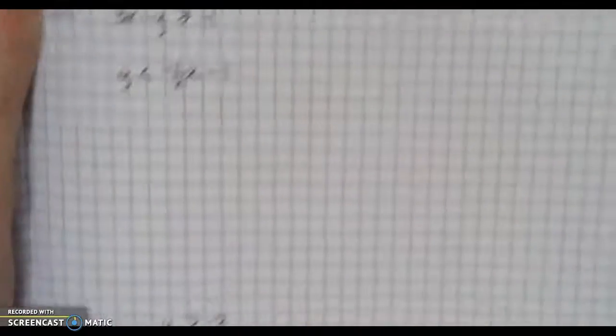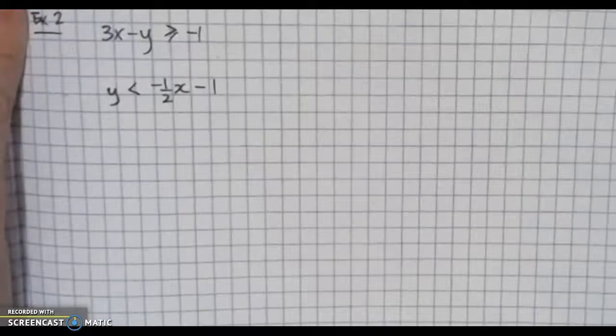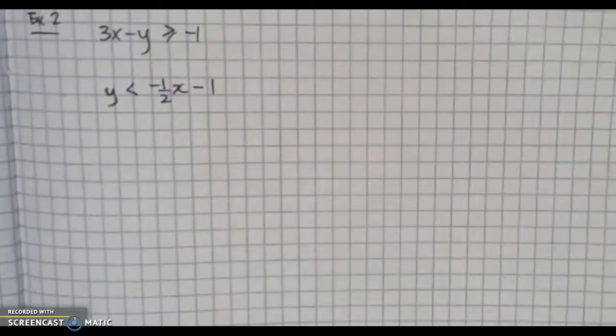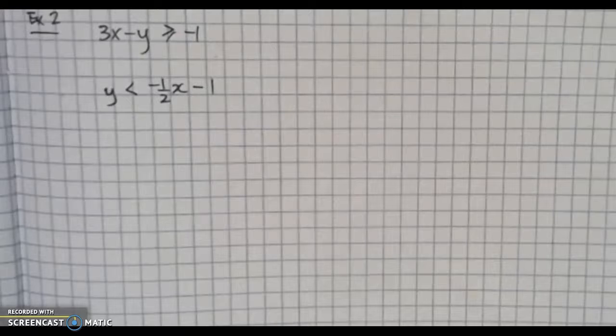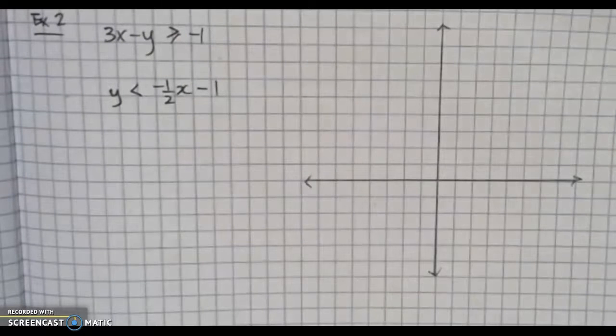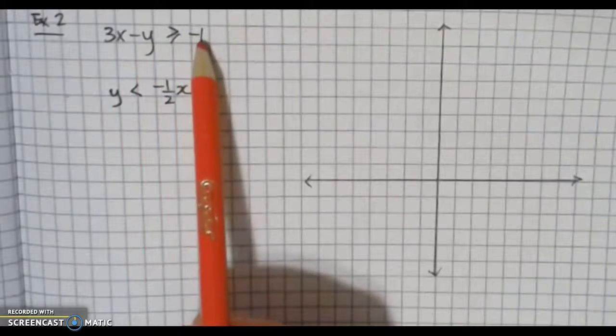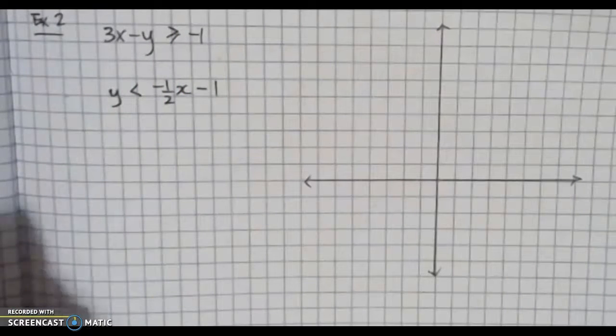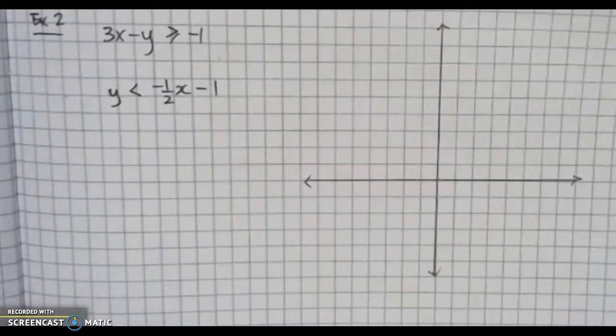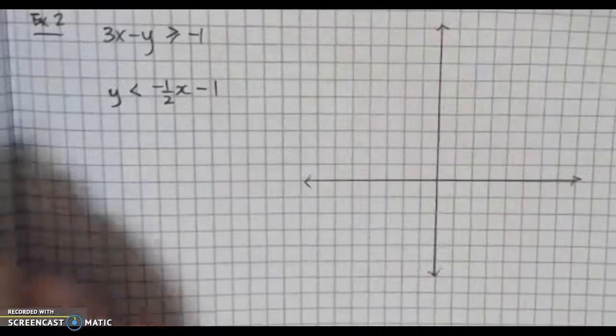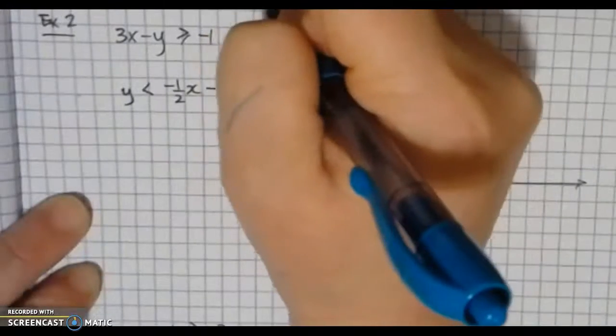Alright, so we have 3x minus y is greater than or equal to -1, and y is less than 1 over 2x minus 1. So where do we start? Well, can we graph 3x minus y is greater than or equal to -1 yet? Well, we want to convert that to y equals mx plus b form. Okay, so how do I do that? Let's do a little side work over here.